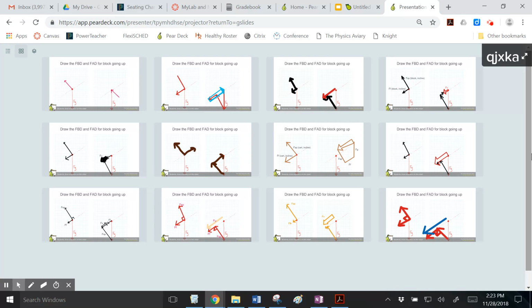Which direction should that friction be? Which direction should that FU be? Okay, it's going up the hill, but it's slowing down. That's telling you that the acceleration and therefore the FU is pointing opposite of the motion. Think about what the friction is doing to the FU here compared to if there was no friction.